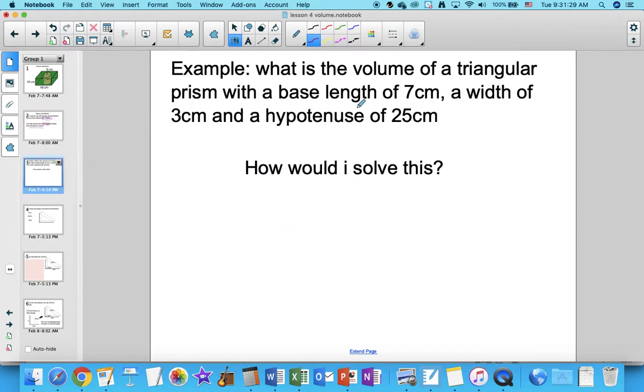Right? So we have a length of 7, a width of 3, and a hypotenuse of 25. So you should know what kind of triangle we're making because we have the word hypotenuse. That's a hint. So take a second, try and solve it, pause the video, and we'll move on from there. All right, hopefully you paused it. We're going to move forward.